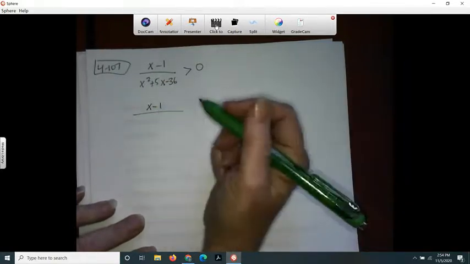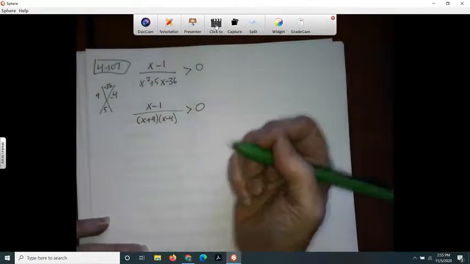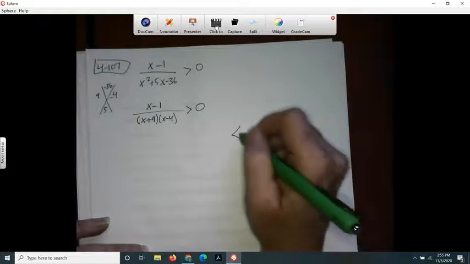So if I factor this, 9 times 4, let's go like this. I think it's going to be x plus 9, right? And that's equal to 0. So I'm going to go ahead and get my split points. I call them split points, my boundary points.